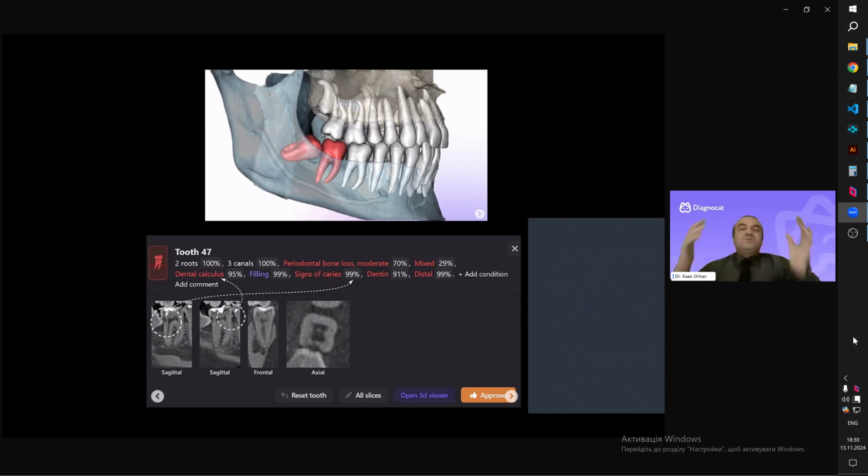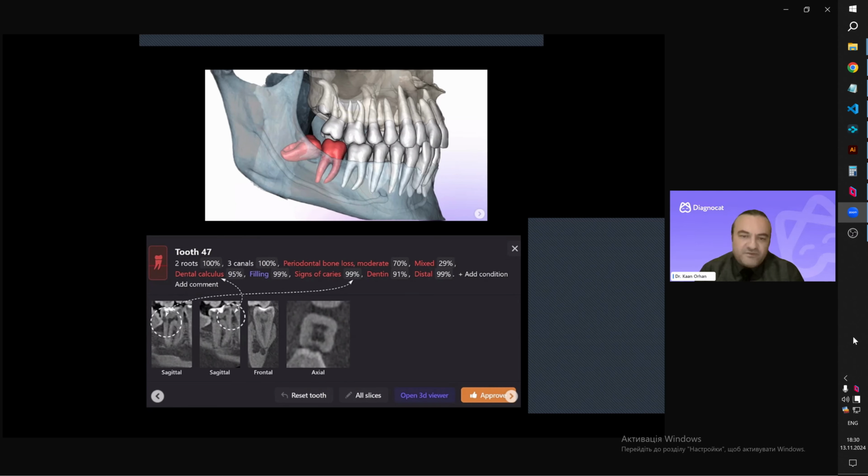But what is missing in the 3D? We missed the caries and the dental calculus here. See? And as I mentioned, not only from the 3D reconstruction, but we can check it from sagittal, frontal, axial, and cross-sectional images. And DiagnoCat is telling you this is a sign of a caries lesion as well.